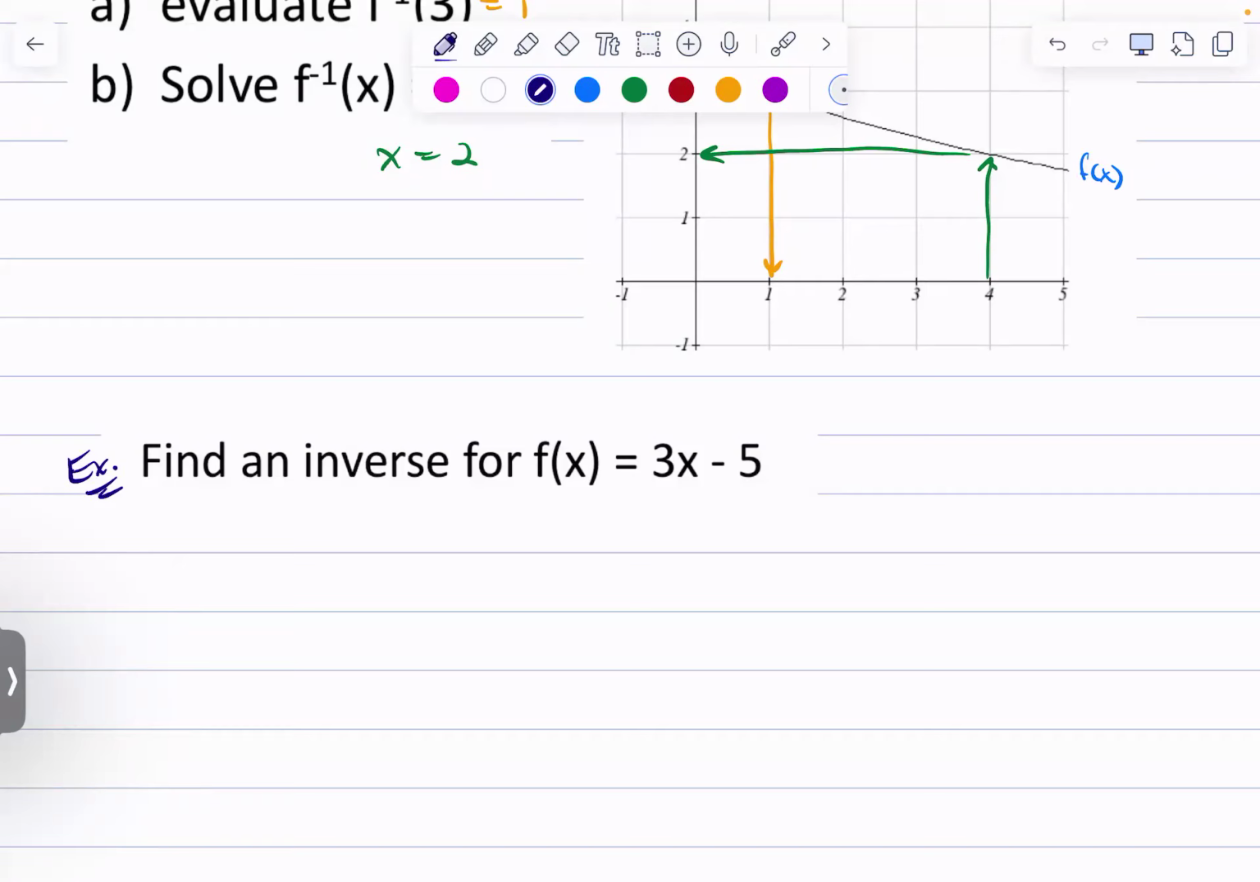Okay. And so to find the inverse of any f of x, right? Step 1, ensure f of x is 1-to-1.